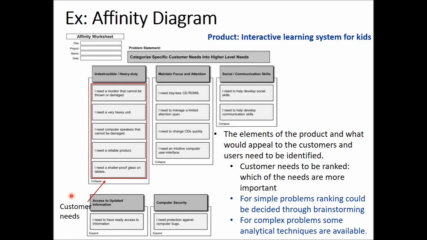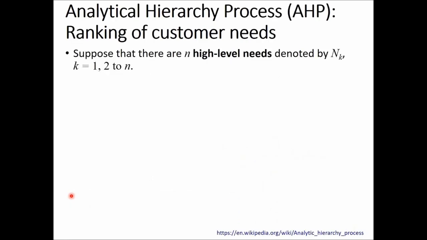Or else, there are tools available, particularly for complex problems. There are certain tools available for ranking. One such tool is the analytical hierarchy process, popularly known as AHP, which is used mostly by industry. Let me explain this a little bit. If you have n number of high-level needs, mind you, this analysis we basically perform on high-level needs.